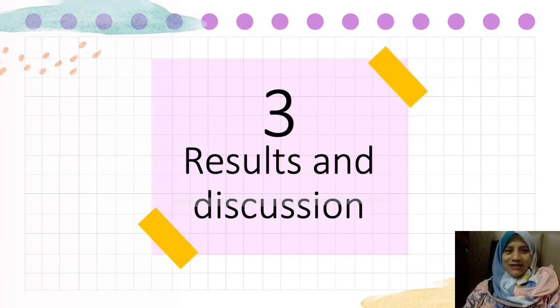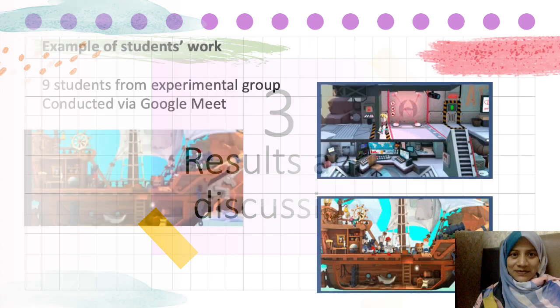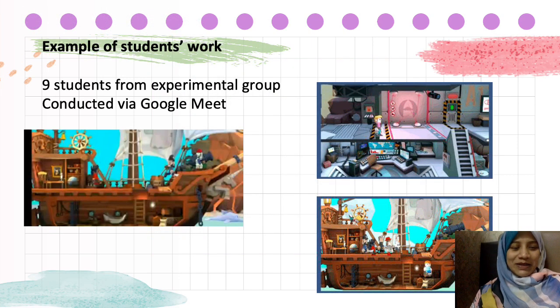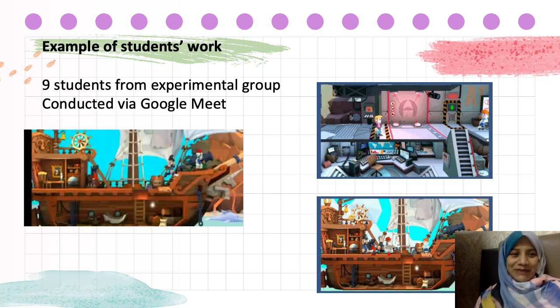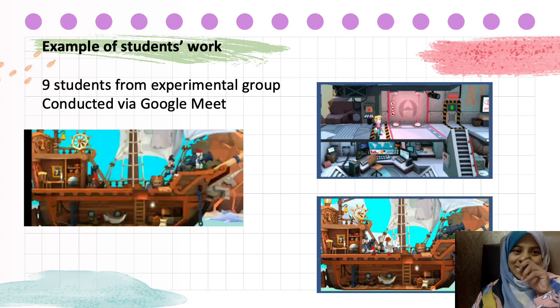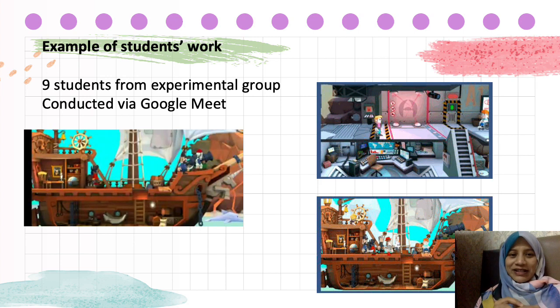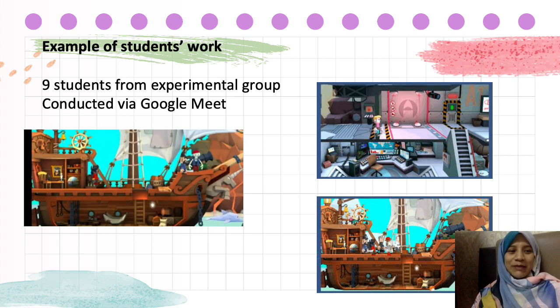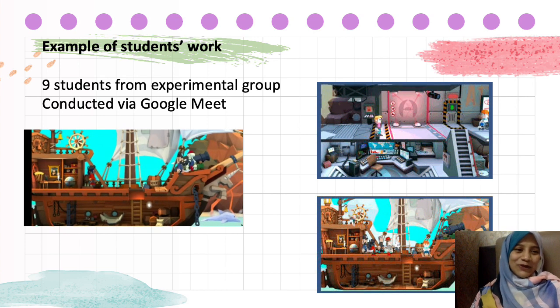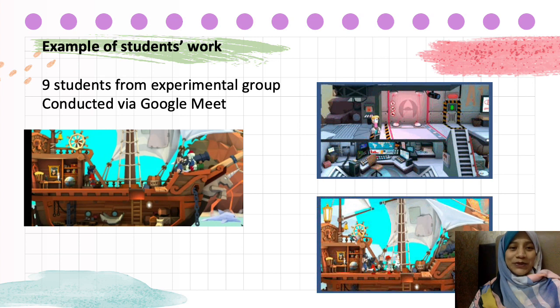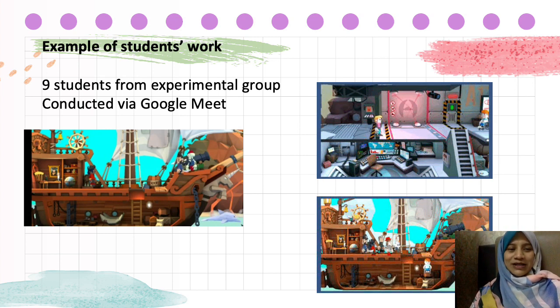Let's proceed with the results and discussion. Here are examples of the final product submitted by the 9 students from the experimental group. They narrated the stories that they had written earlier in a very interesting animation with the help of a very user-friendly application, which is Toontastic. It is very unfortunate that I cannot play the audio, but all the works are very interesting and show the quality of the story which they had written earlier.